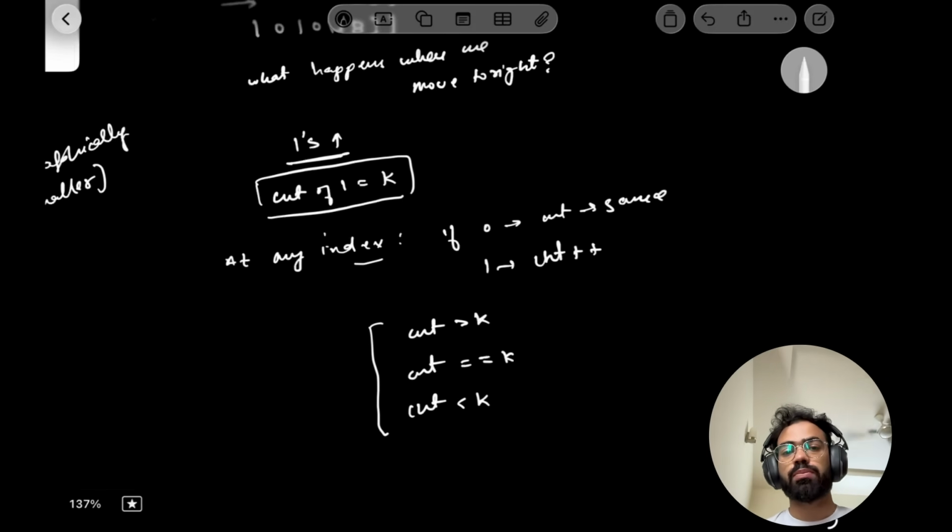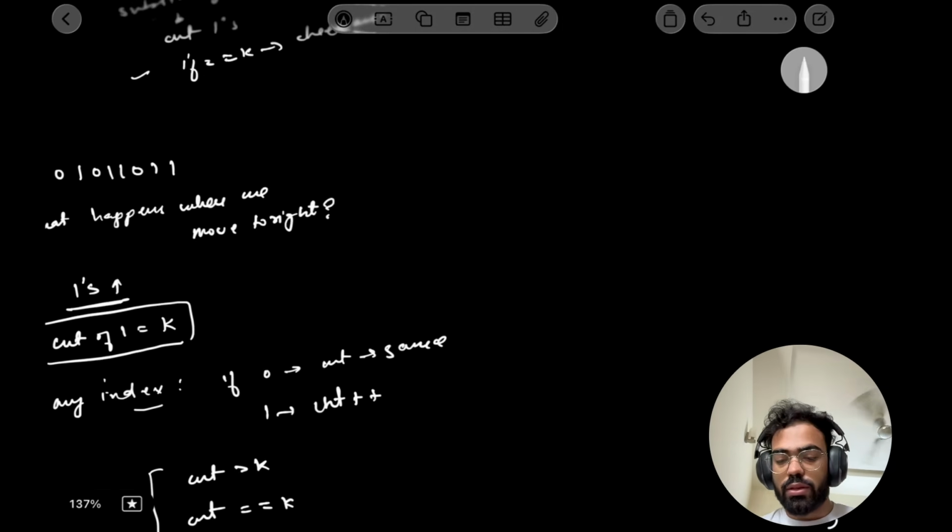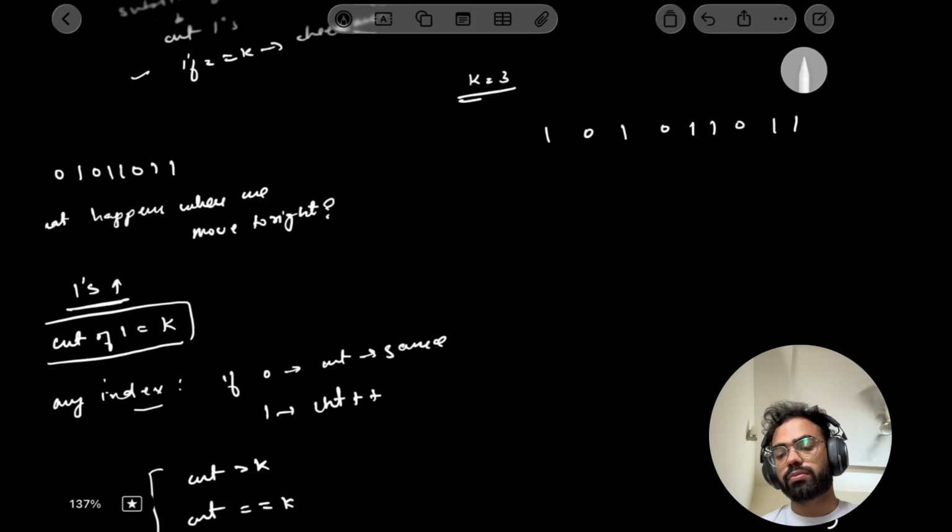Why did I tell you this before the dry run? Because this is one very important observation for all 2 pointers or sliding window questions. You need to know what happens when you move forward. If a particular thing keeps on increasing or decreasing, that means if you increase the left pointer, you decrease the sliding window, and the opposite will happen. That's why you need this observation. So now let's do a dry run: 1 0 1 0 1 1 0 1 1, and our k equals 3, right?